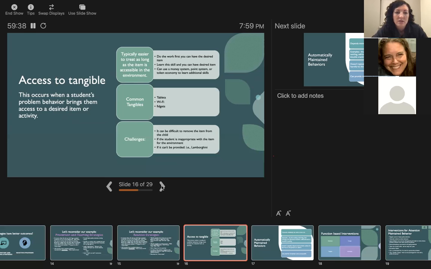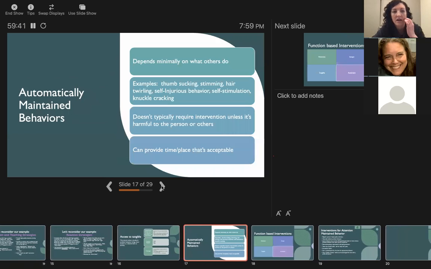So again, automatically maintained behaviors. I talked about these a little bit at the beginning, but here's just a slide about it. Depends minimally on what others do. Examples: thumb sucking, stemming, hair twirling, self-injurious behavior, self-stimulation, knuckle cracking, things like that are automatically maintained behavior. Some of them are problematic. There's definitely some hair twirling that isn't causing balding issues and hair getting tied up in knots. So it doesn't require intervention, but things like thumb sucking, depending on the age of the student, it may be appropriate to intervene with that.